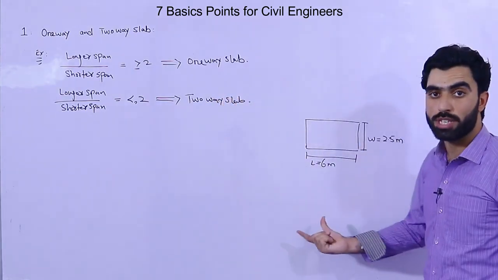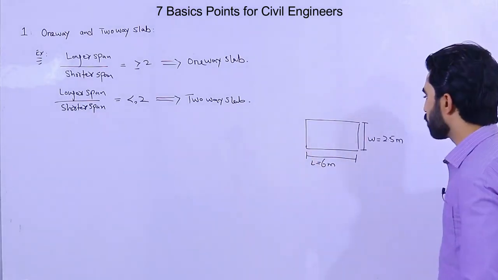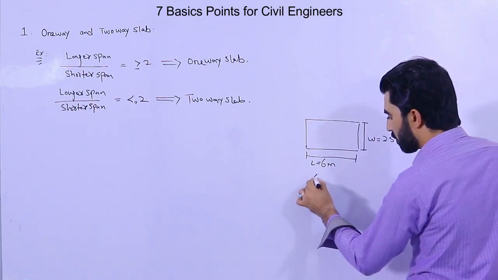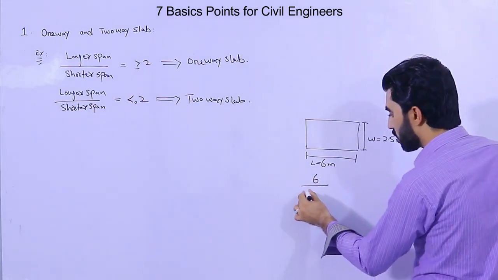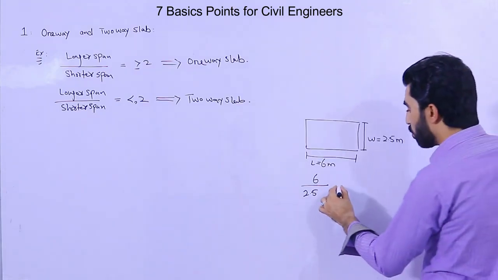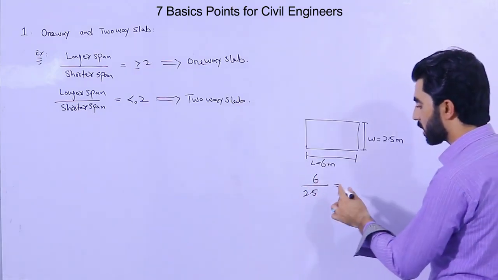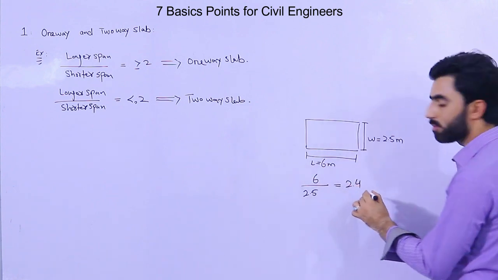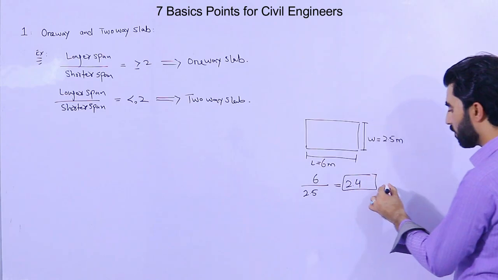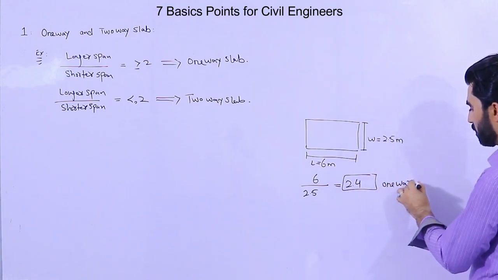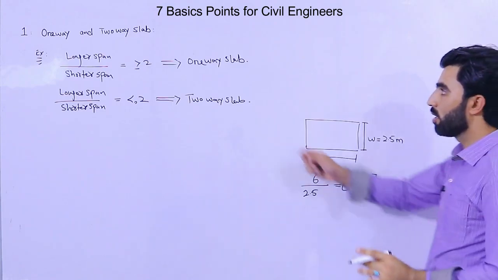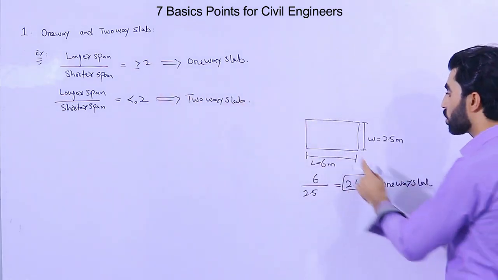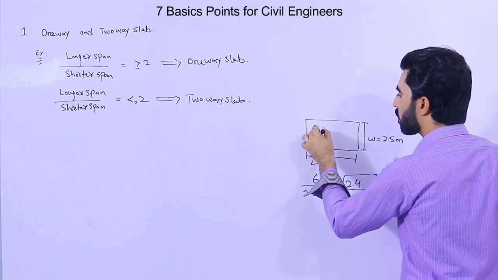Is this a one-way slab or a two-way slab? Then I will guide you on main bars and distribution bars also. You can see the longer span is 6 meter, the shorter span is 2.5 meter. When you divide 6 by 2.5, you will get the value 2.4. So it means this is a one-way slab. What's the reason? Because a one-way slab is greater than 2. So now you can see 2.4 is greater than 2, so this slab is one-way.